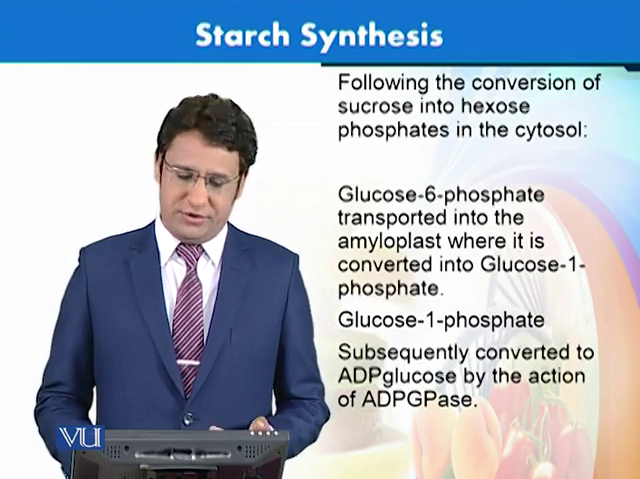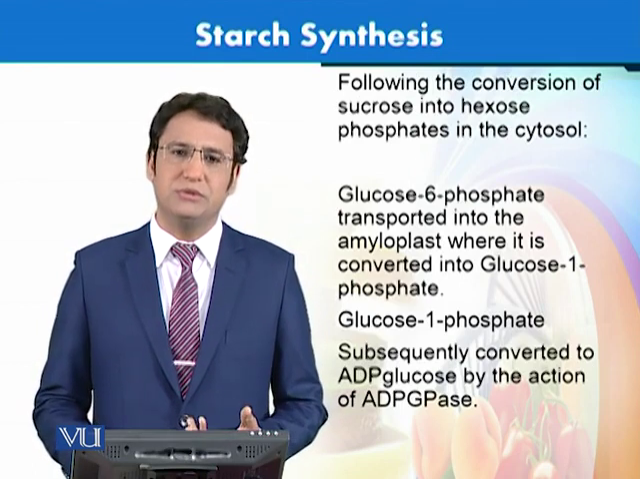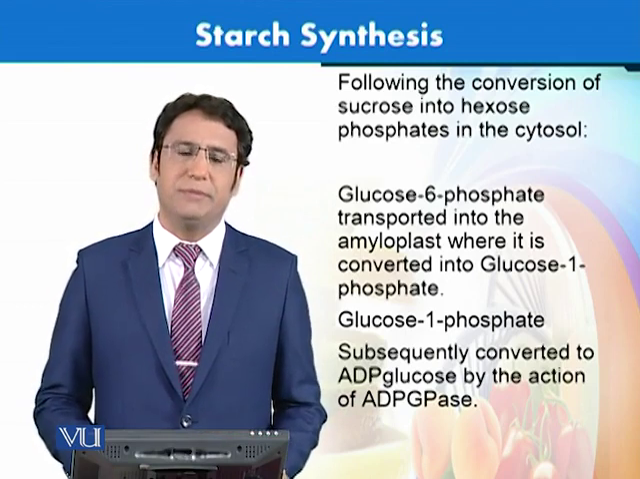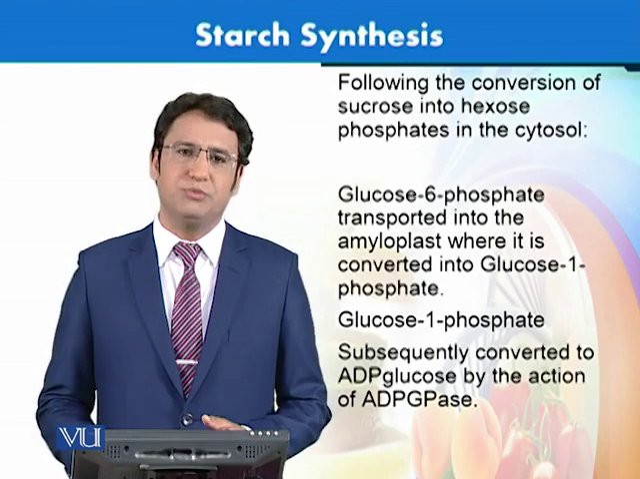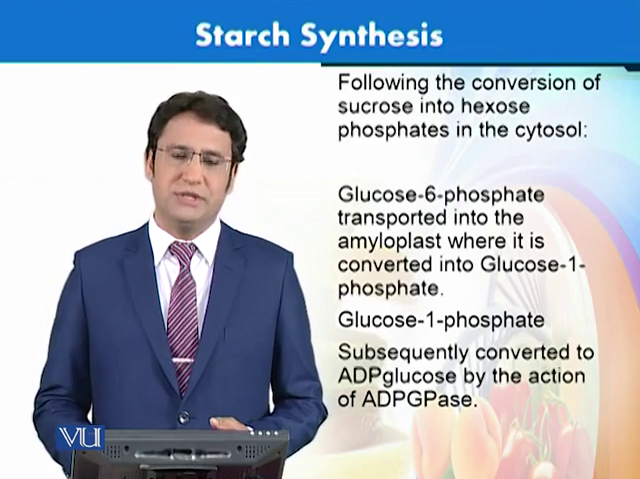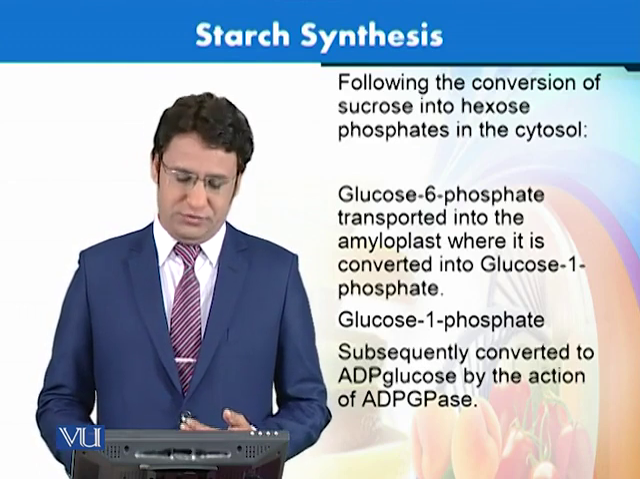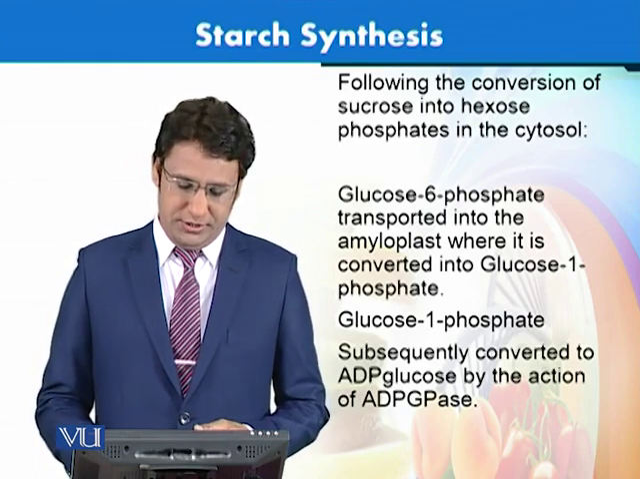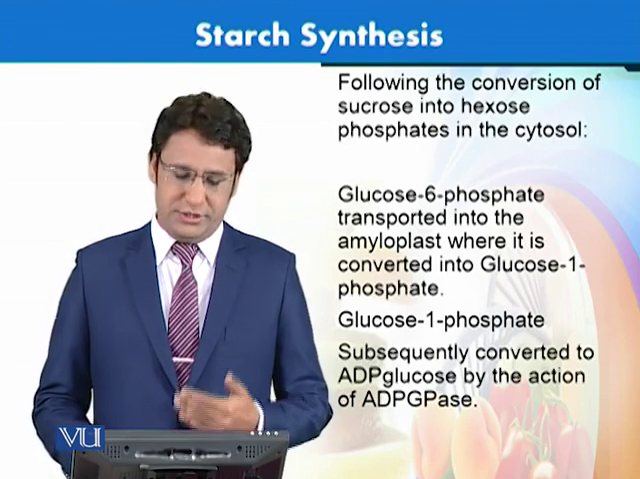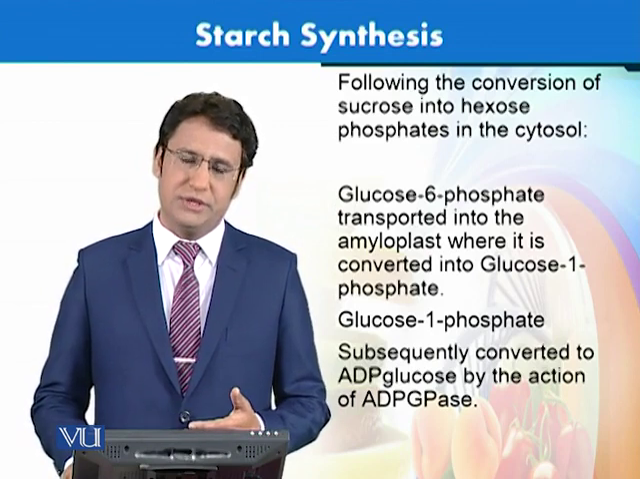It would start with the conversion of sucrose into hexoses and hexose phosphate in the cytosol. So sucrose would be broken down into hexoses. Then we have glucose 6-phosphate, which would be transported into the amyloplast, where it is converted into glucose 1-phosphate. This reaction takes place in the amyloplast, and then this glucose 1-phosphate is converted to ADP glucose by the action of the ADP GPase enzyme. So this is the pathway for the formation of most starches.